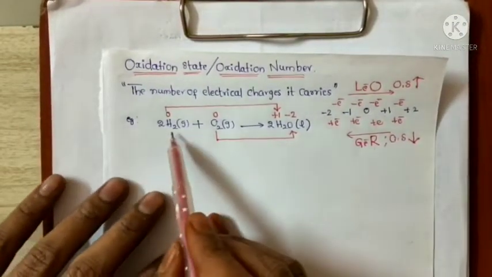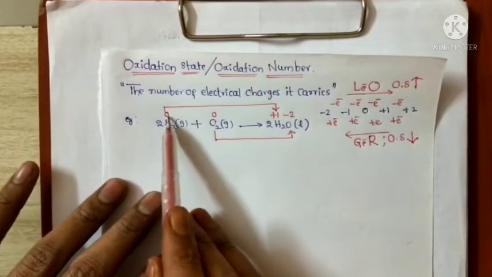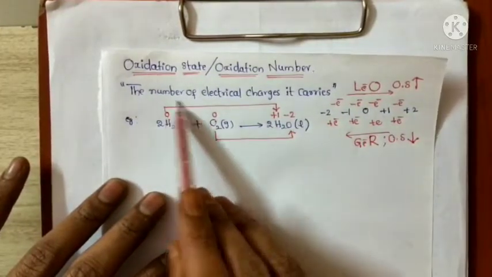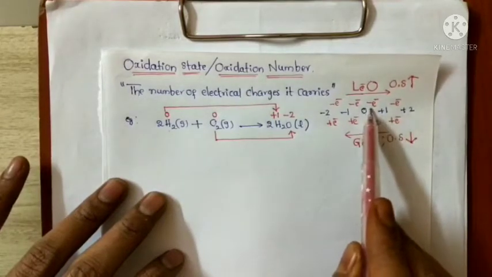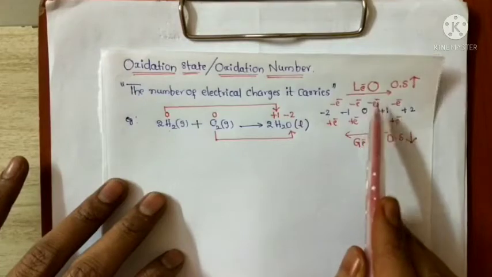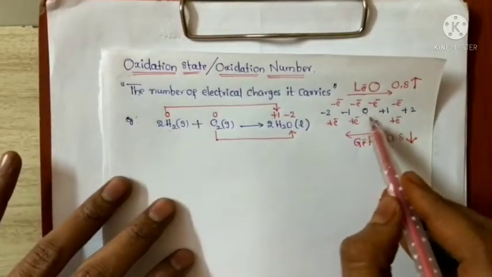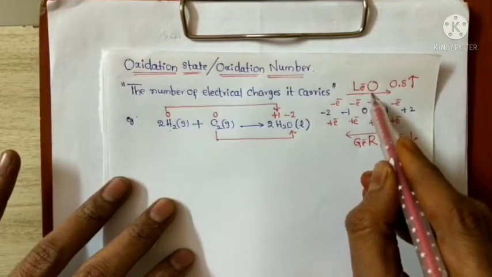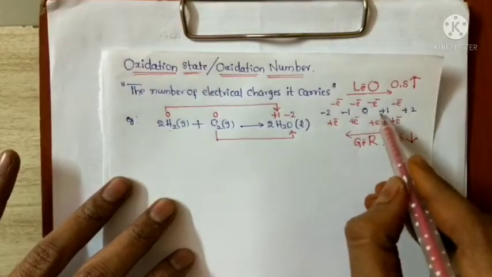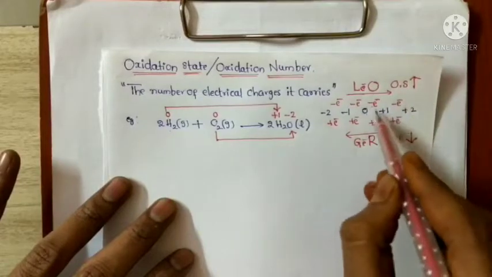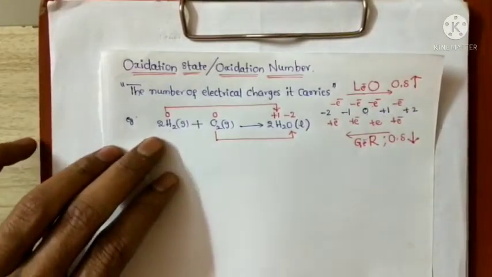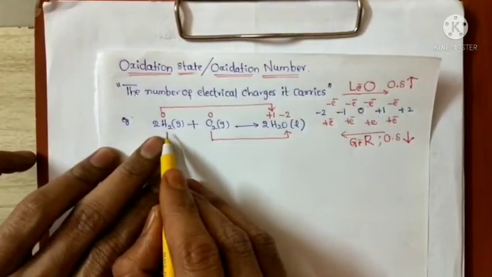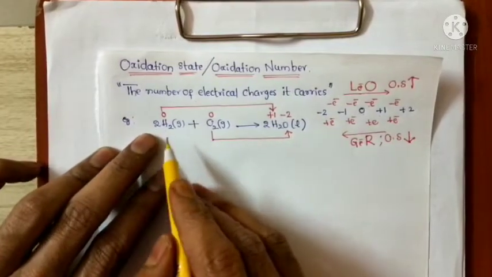Now you will see here the hydrogen oxidation state goes from 0 to +1. 0 to +1 means loss of one electron. Loss of electron is called oxidation, or 0 to +1 is nothing but the oxidation state increasing. That's why here hydrogen is oxidized. So here one hydrogen atom undergoes +1, which is one electron, but here how many?